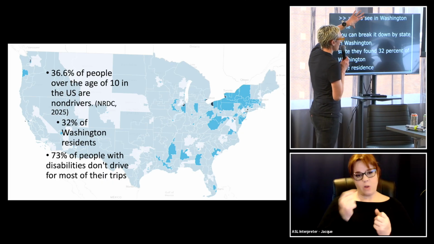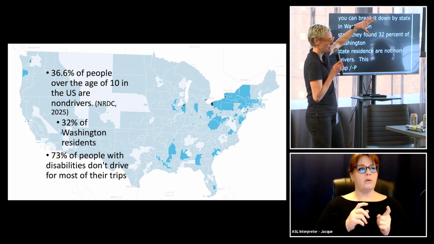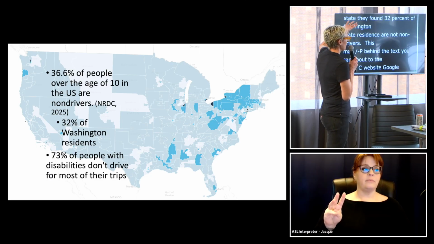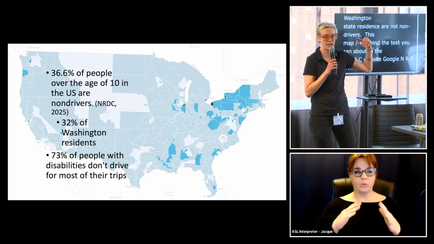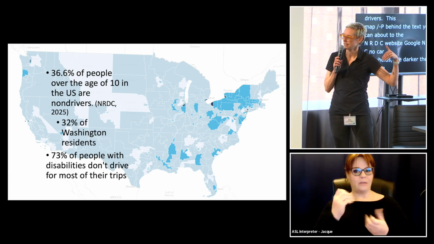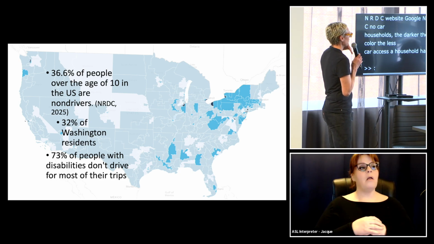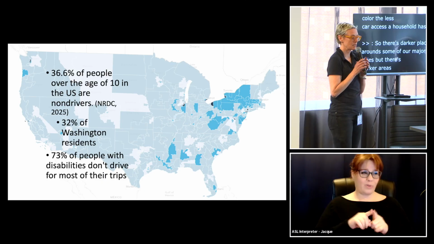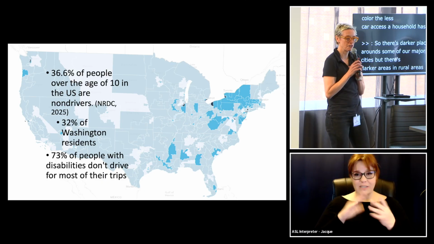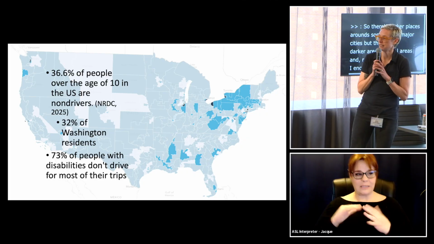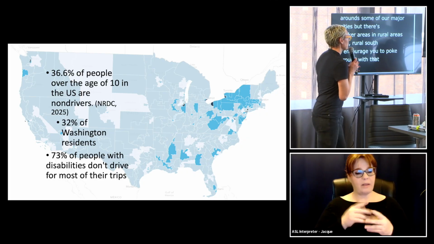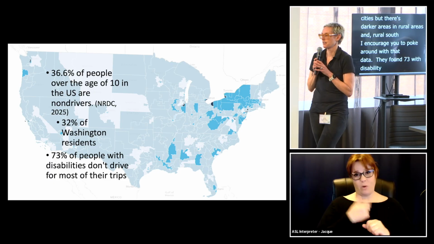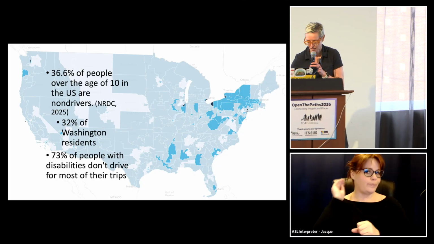And this is a map behind this text. You can go to the NRDC website if you Google NRDC no car households and look at this. The darker the color, the less car access a household has. There are some darker places around some of our major cities, but there are also a lot of darker areas in rural areas, in Rust Belt cities and in the rural South. So I encourage you to go there and poke around at that data. It's really interesting. They also found that 73% of people with disabilities don't drive for most of their trips, which I think is another interesting statistic to keep in mind.